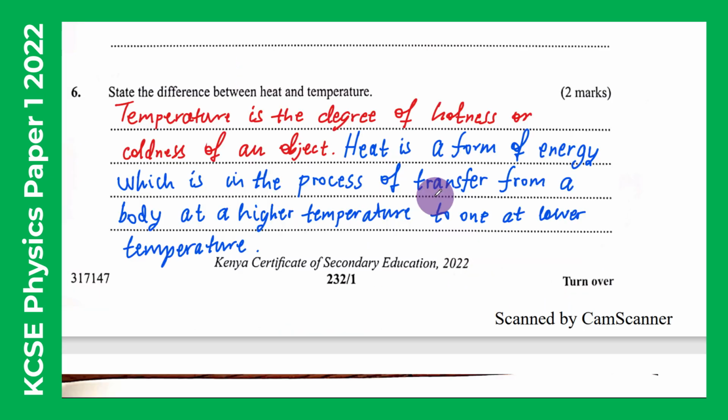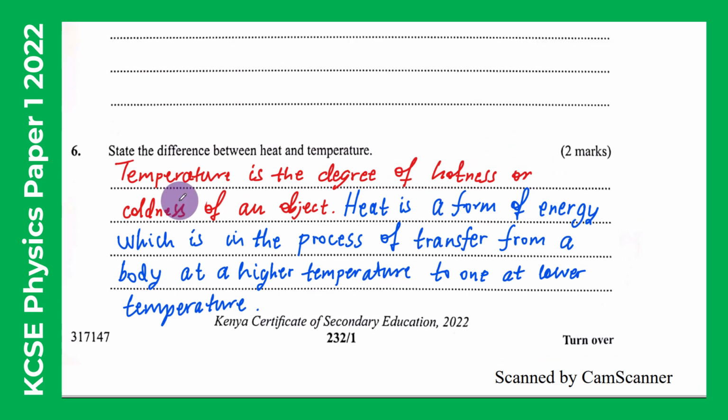Let's go to question 6. In question 6, I've already written down the answer. The difference between heat and temperature. You're supposed to say that temperature is the degree of hotness or coldness of an object, while heat is a form of energy which is in the process of transfer from a body at a higher temperature to one at a lower temperature. So it's just as simple as that. Again, it's a very simple question.